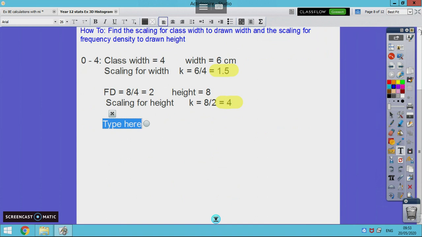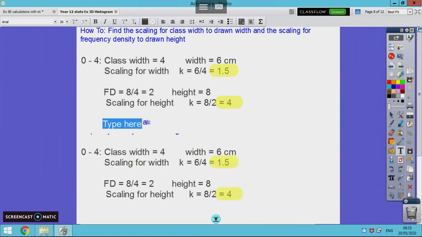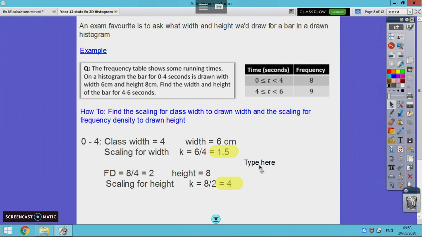Gone down too far there. Let me go back up. Ooh, what's happened there? Oh, there we go. Good. Okay.